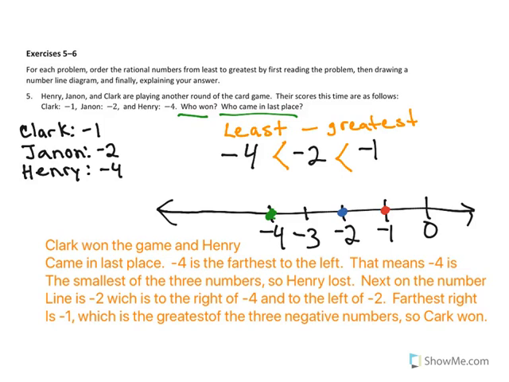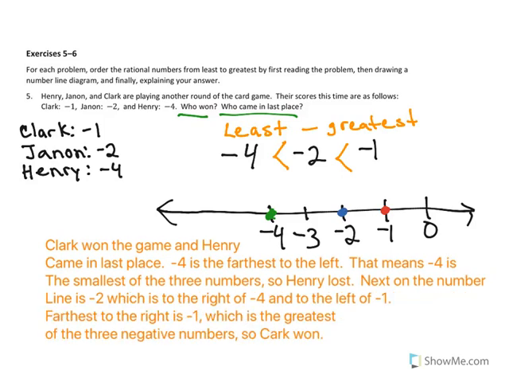Next on the number line is -2, which is to the right of -4, but to the left of -1, sorry. Okay, so let's continue that. Next on the number line is -2, which is to the right of -4, but it's to the left of -1. So it's this way compared to -4, but this way compared to -1. Farthest to the right, however, is -1, which is the greatest of the three negative numbers.